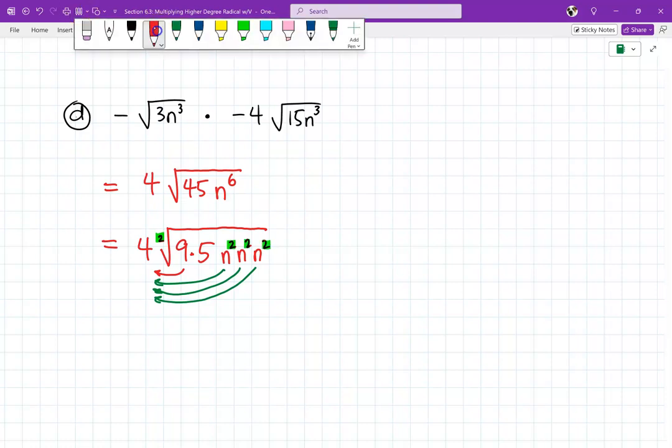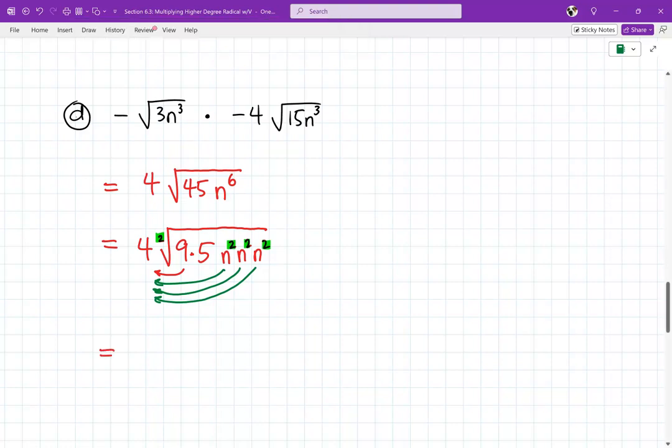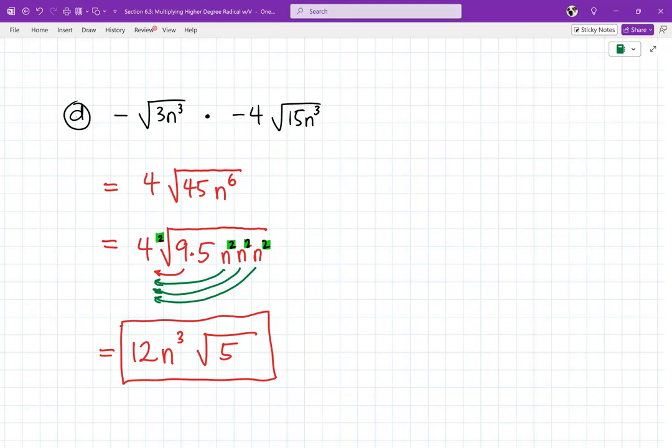So here we go. When the 9 comes out, it becomes a 3, right? The square root of 9 is 3. So 3 times 4, that's 12. 3 n's come out, so n times n times n is n to the 3rd. Square root of, what's left? Just a 5, right?